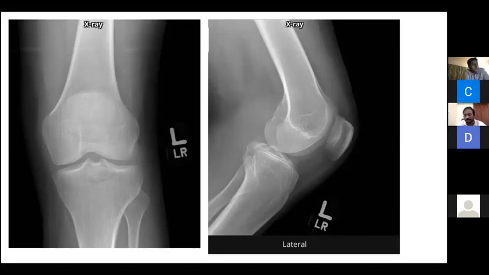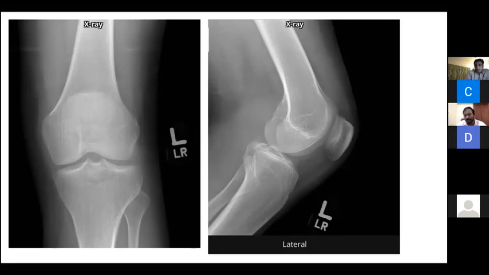So this is because you have the lateral view as well here. You can see that it is a PCL avulsion fracture. PCL avulsion fracture. So from the picture that we showed earlier, this is the posterior most attachment there. Again, another avulsion.